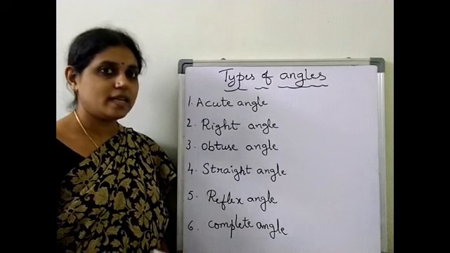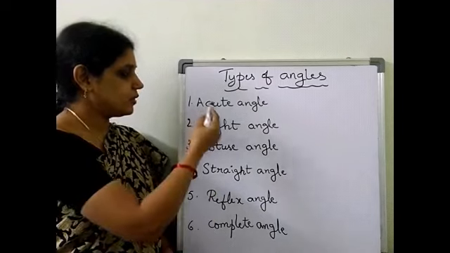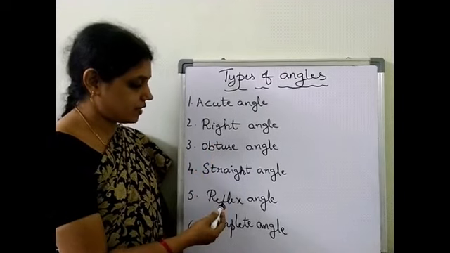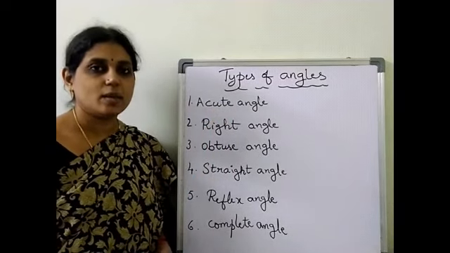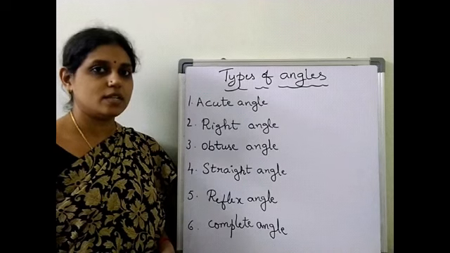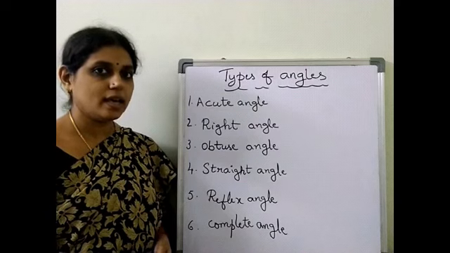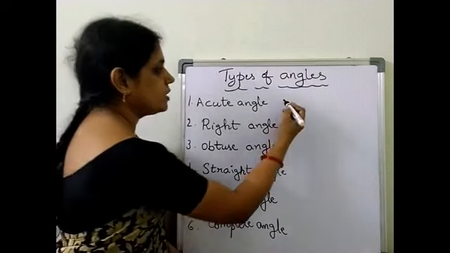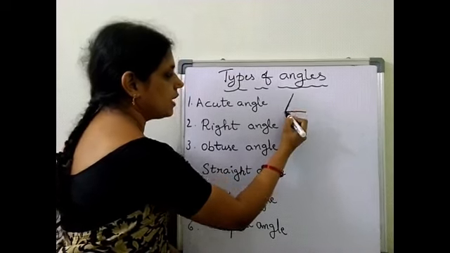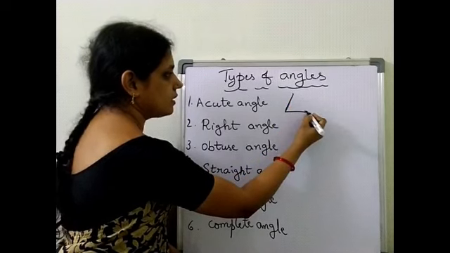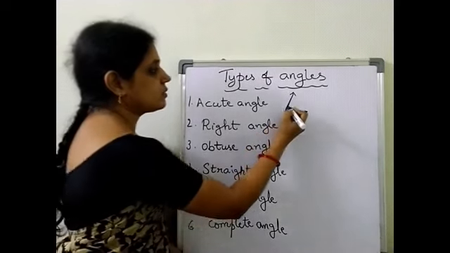To the next concept, types of angles. So here the different types of angles, as you already know: acute angle, right angle, obtuse, straight, reflex and complete angle. Okay. So now acute angle. Acute angle means what? If the measure of the angle is in between 0 and 90 degrees, then it is called an acute angle. Acute angle, small angle it is. So this is acute.